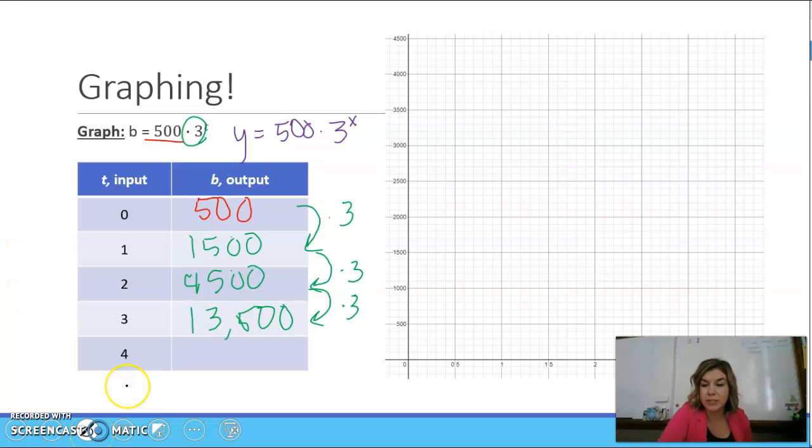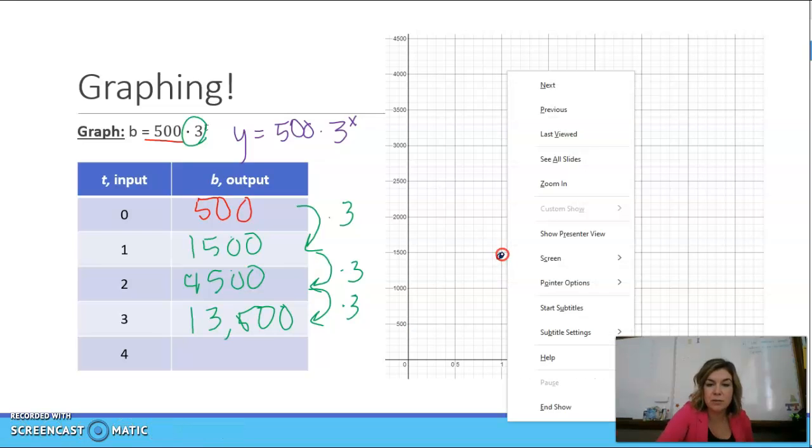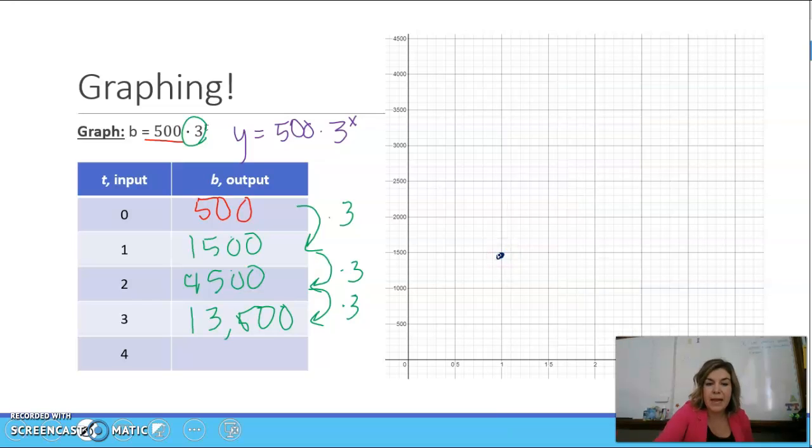So now I'm going to plot these points on my graph. At 0, 500, that's my first point. At 1, I'm at 1,500. At 2, I'm at 4,500. Dang it, some of them went away. And again, this is not a very good looking graph because I'm writing it with a little stylus. So I'll connect these points. And there's my graph.